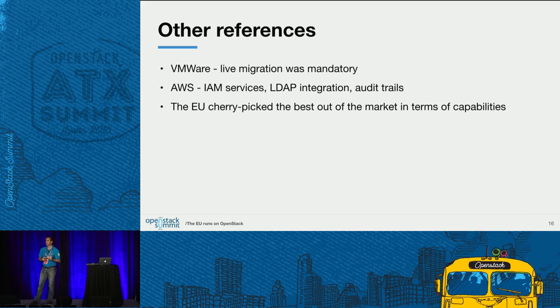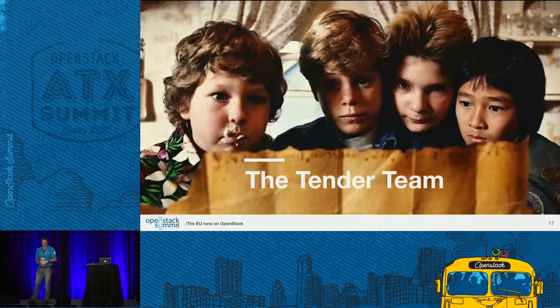They also asked for RBAC and IAM, like Amazon IAM, role-based access control, which with OpenStack is a bit tricky so far, and audit trails like CloudTrail. So at the end of the day, they just cherry-picked the best of breed. They wanted to build their own cloud by getting the most out of the market.